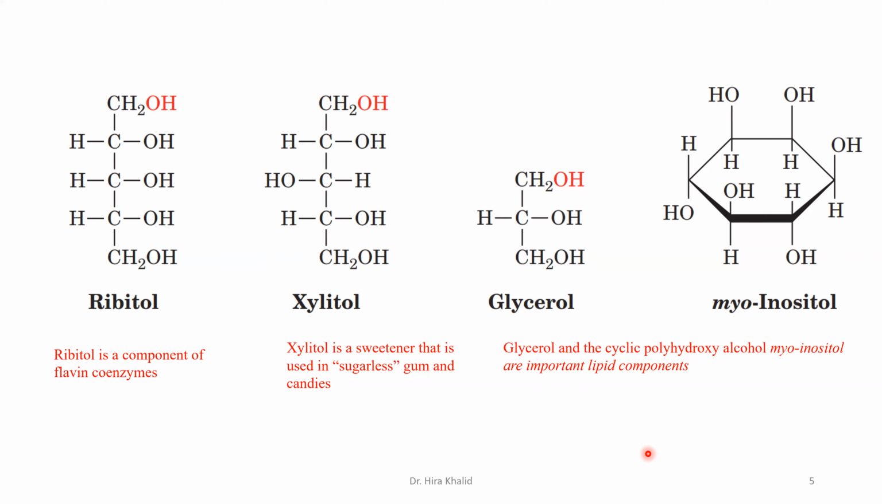So one of these is ribitol, and ribitol is a component of the flavin coenzyme, a very important coenzyme which is responsible for assisting many of the activities in our biological system. Next is xylitol. Xylitol is used as a sweetener in sugarless candies and gums. Other ones are glycerol and myo-inositol. Both are important lipid components which are also present in our biological system, and they are also useful for many lipid-based industrial products.